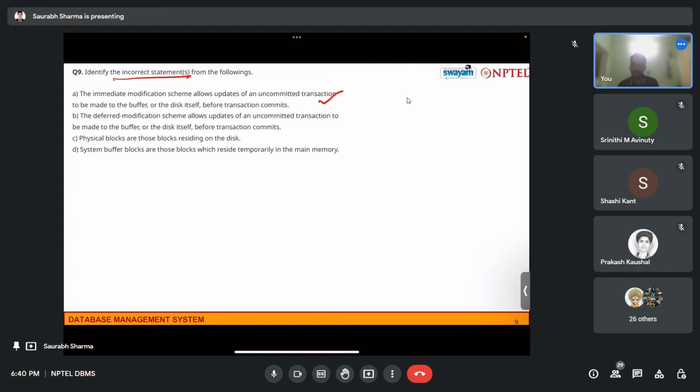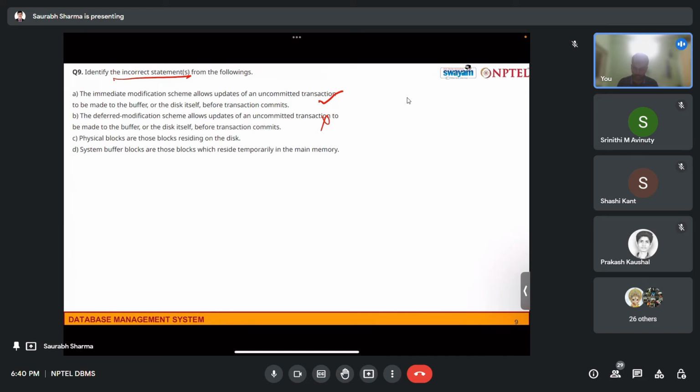Okay, just go through the slide. It is written over there. Then they have written the same for deferred modification, which is not correct, because it's a little different.